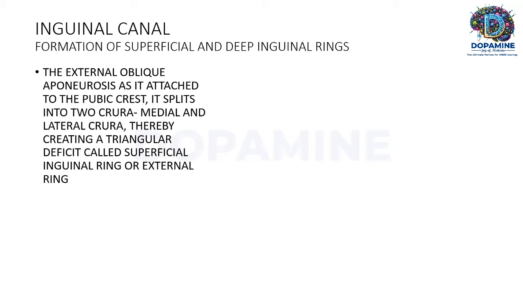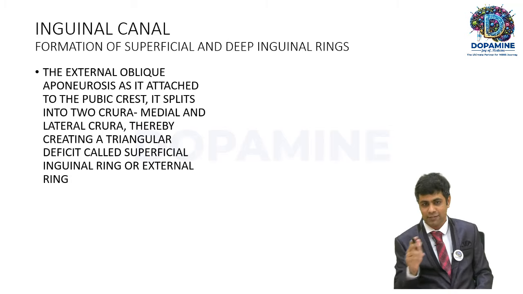So the external oblique muscle, as it attaches to the pubic crest, so this word is important, as it attaches to the pubic crest, it splits into two crura, the medial crura and the lateral crura, thereby creating a triangular deficit called the superficial inguinal ring or external inguinal ring. So this is how the superficial inguinal ring is formed.